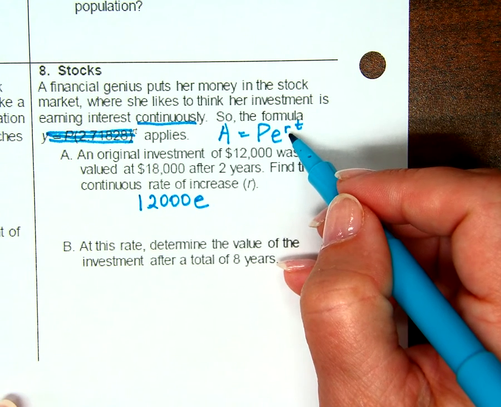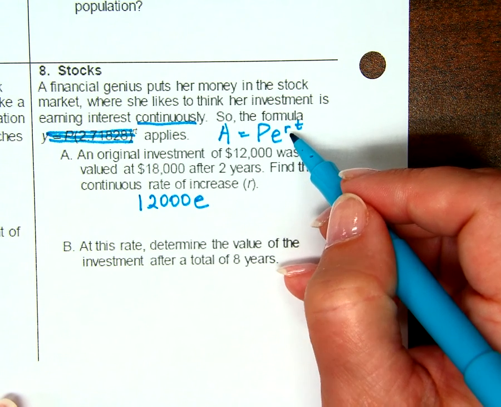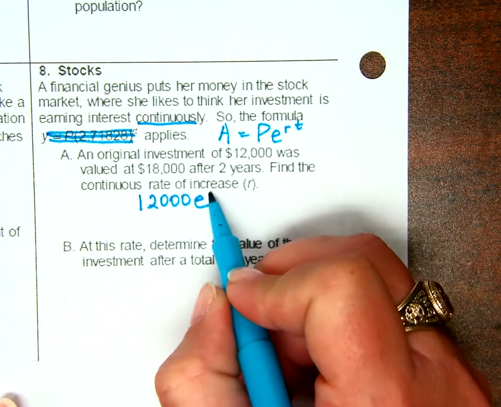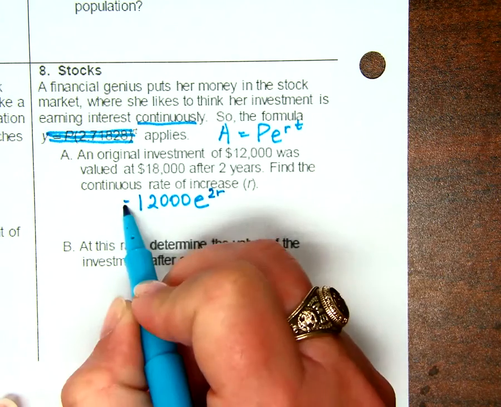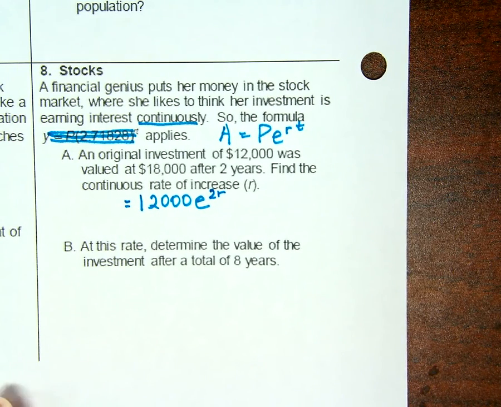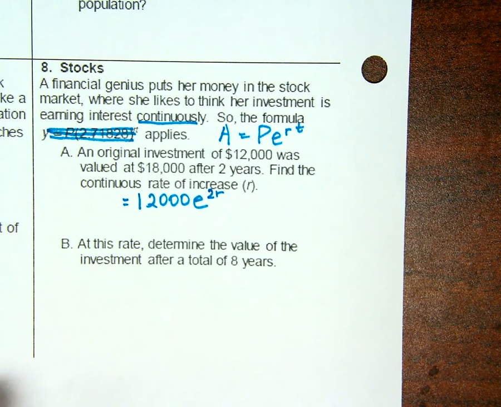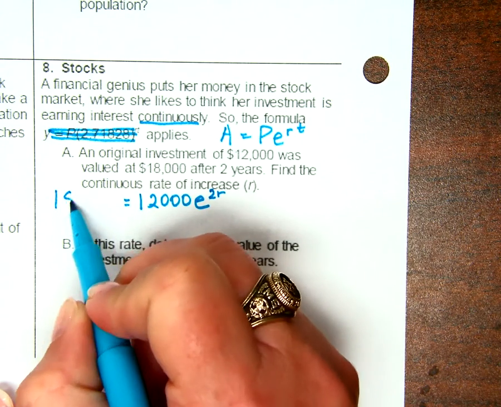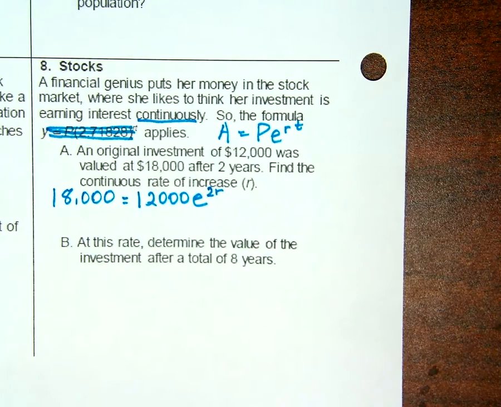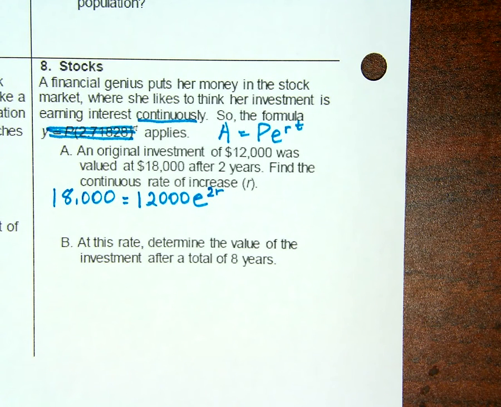And what's the rate? We don't know it, do we? That's what it asks us to find. So 2r. Well, what does it equal? What's A again? 18, right? What we end with. So 18,000. So now how are we going to solve for r? Well, where is the r? It's in the exponent. How do we know how to solve for exponents? Logarithms. Perfect.